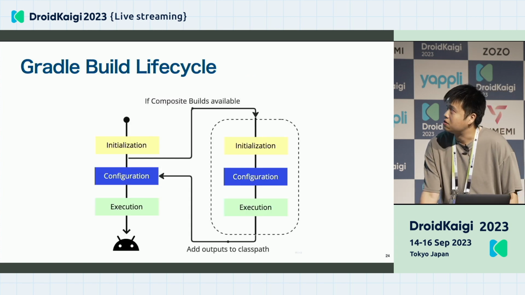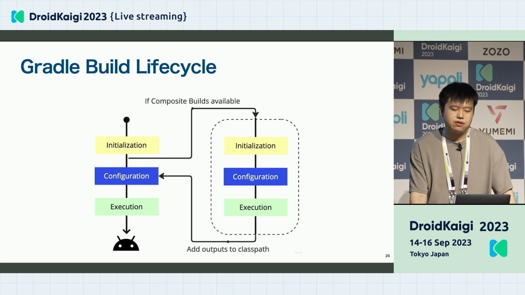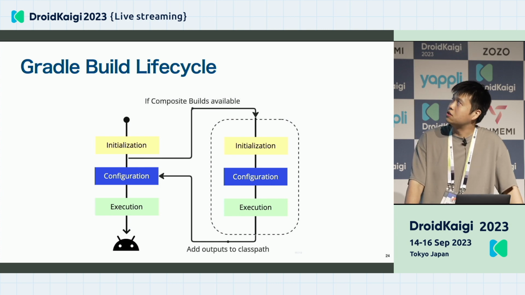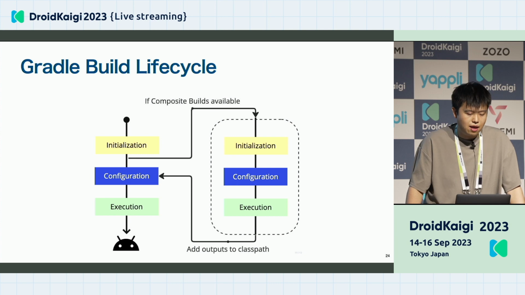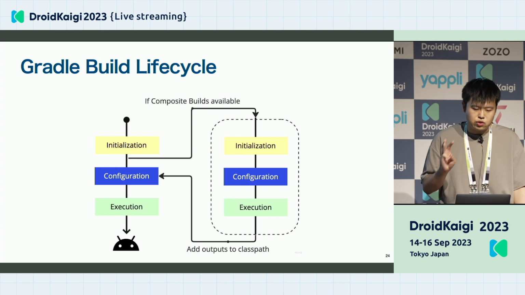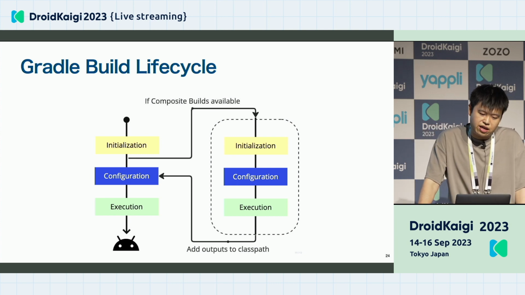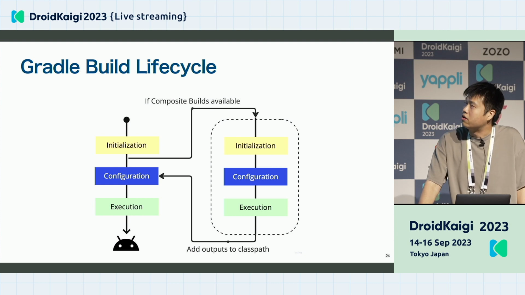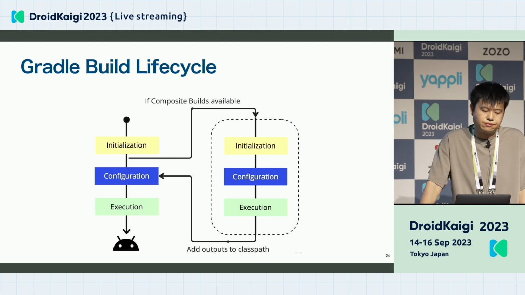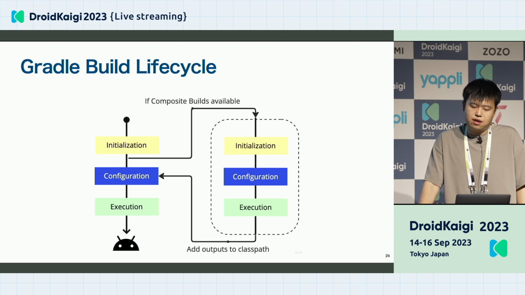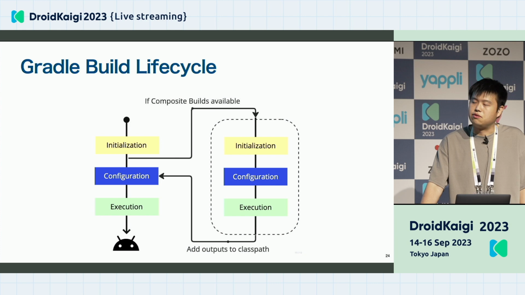This figure shows an overview of the Gradle build lifecycle if composite builds are available. A Gradle build consists of 3 distinct phases. They are initialization, configuration, and execution. In the initialization phase of a project, Gradle will detect settings.gradle files and composite build modules. And then it creates a kind of build graph for further use.